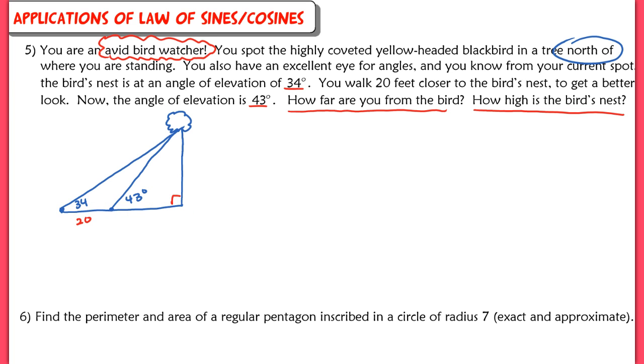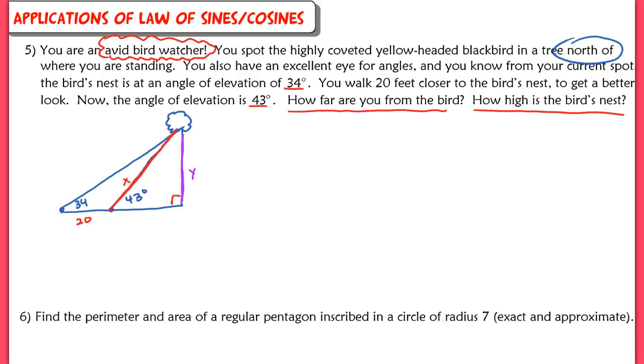Now these two triangles are not similar to each other. Clearly they are not similar to each other, but I want to solve for two different lengths. It says, how far are you from the bird? The distance between myself, which is here now, and the bird is represented by this segment here. So I'm going to label that X. Now I also want to answer how high the bird's nest is as well. So that will be this segment over here. Let's label that Y.